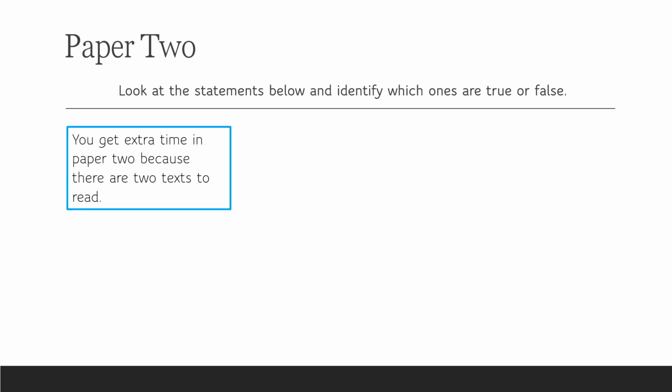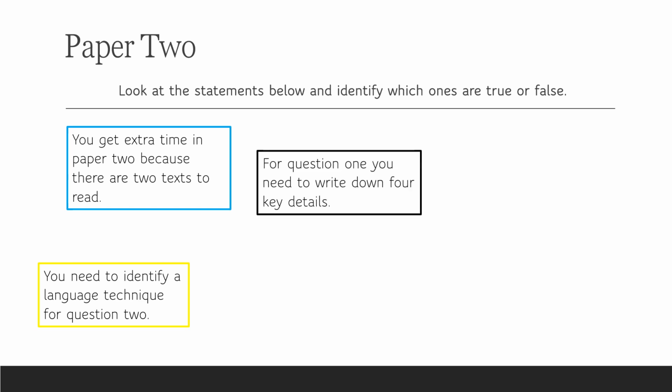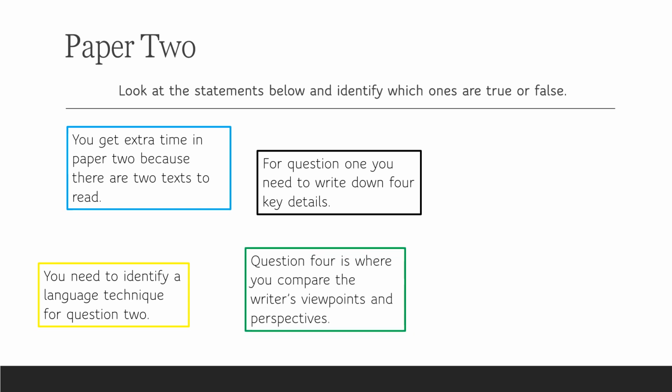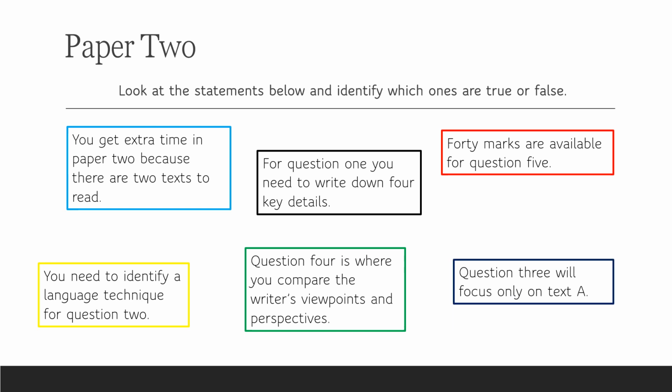So the first one says, you get extra time in paper 2 because there are two different texts to read. The next one says, you need to identify a language technique for question 2. For question 1, you need to write down 4 key details. Question 4 is where you compare the writer's viewpoints and perspectives. 40 marks are available for question 5. And finally, question 3 will focus only on text A.